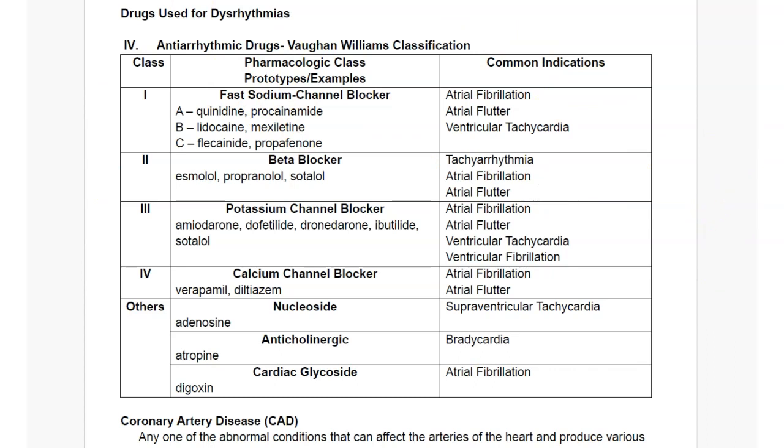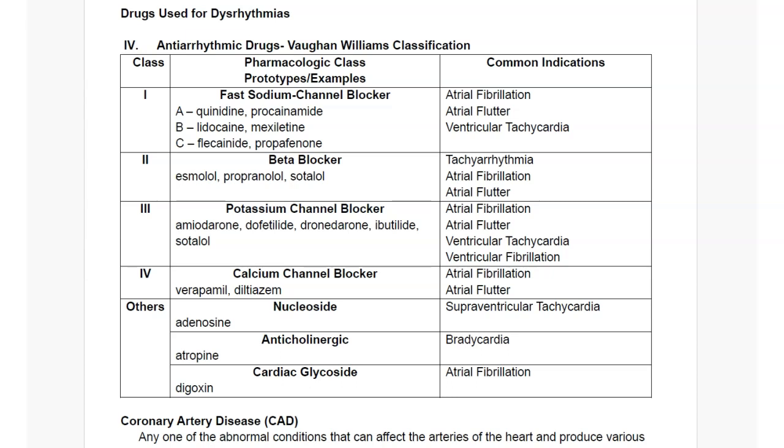Anyhow, moving on, the next class of antidysrhythmic drugs are your class 2 antidysrhythmics, which are beta blockers. Prototypes or examples of these drugs include esmolol, propranolol, and sotalol. See these suffixes, they sound quite similar. They end in -lol. The indications for these medications include tachyarrhythmias, atrial fibrillation, and atrial flutter.